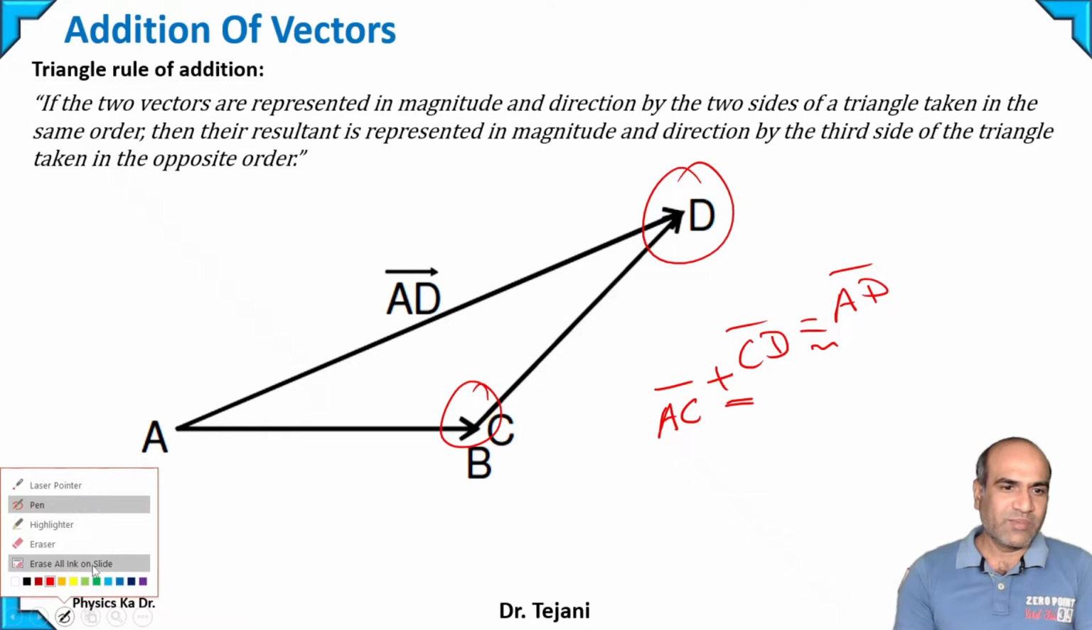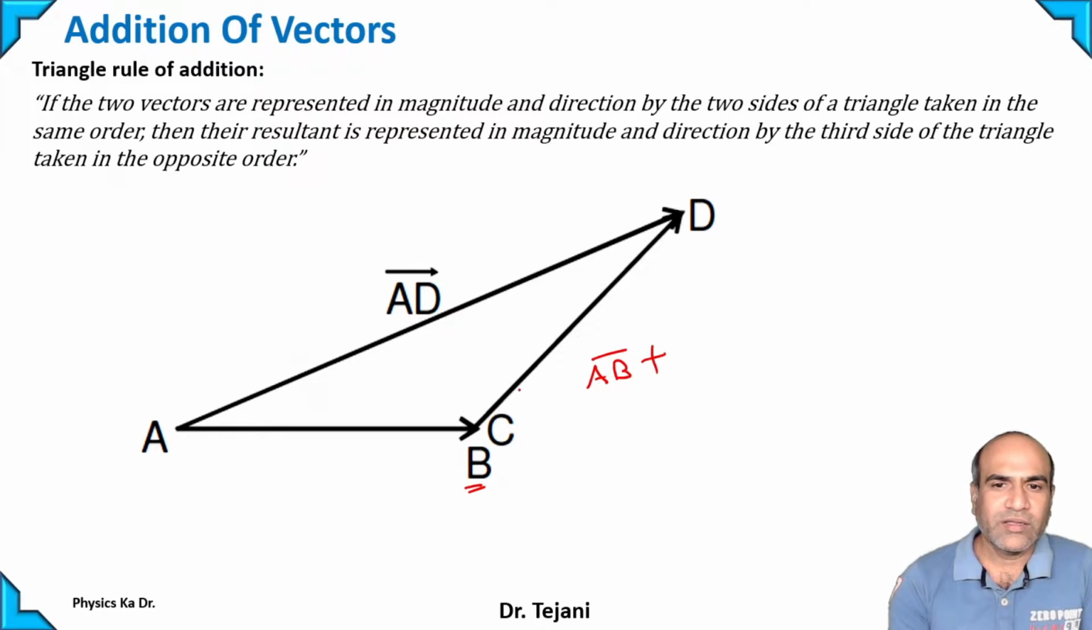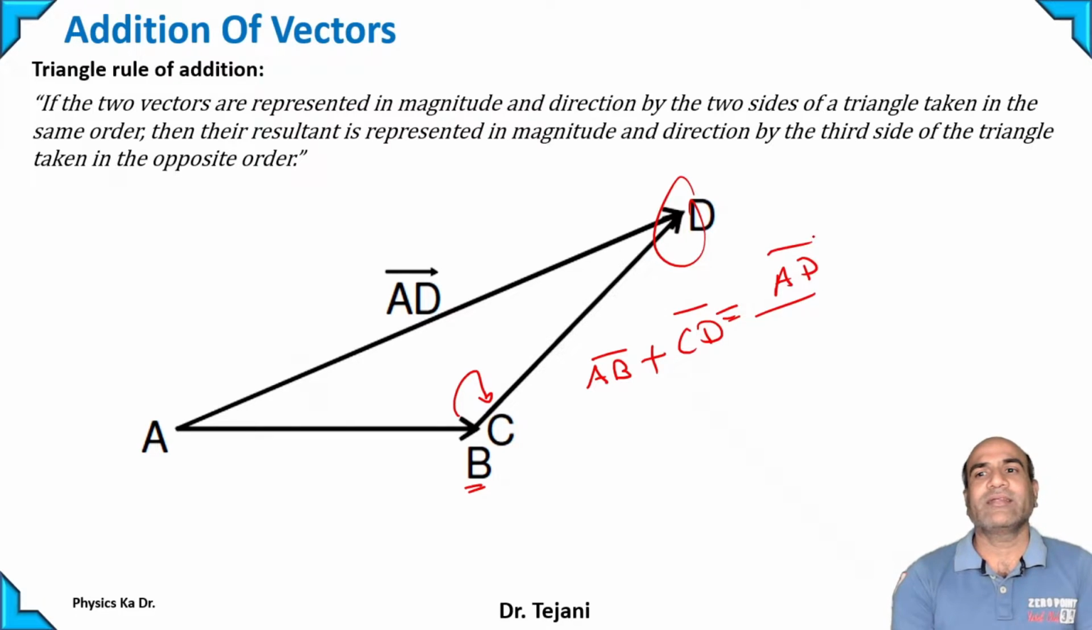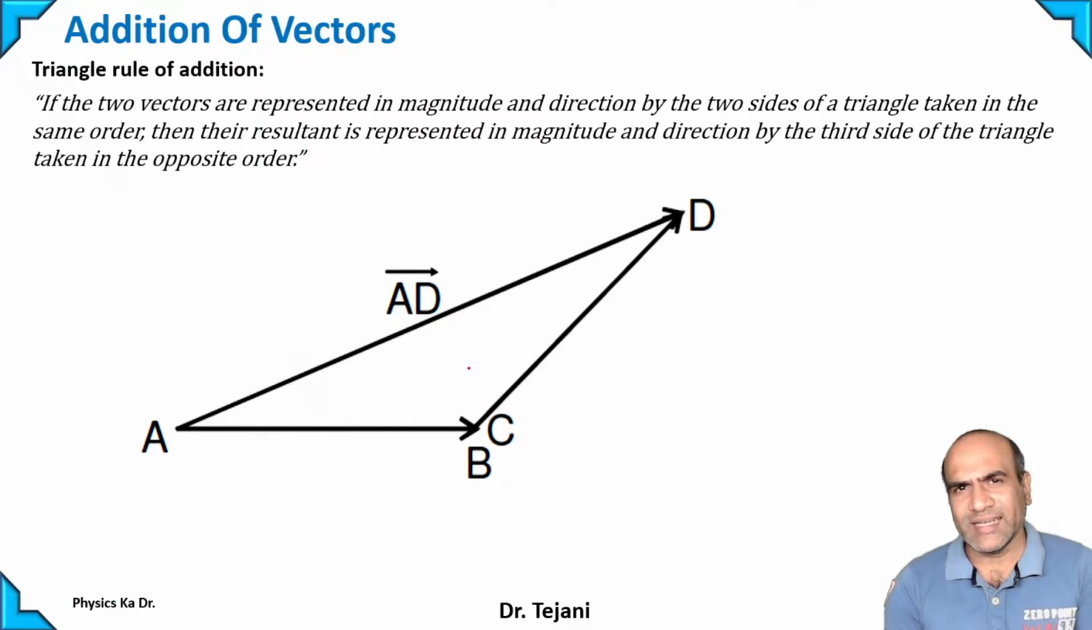There is one more understanding. For head to head meeting, a negative sign is used, but we will understand this later, right? Don't worry as of now. As of now, what you do: just AB vector, if head to tail meets, so plus CD vector, if head to head meets, equals AD vector, right? So this is the triangle rule of addition.